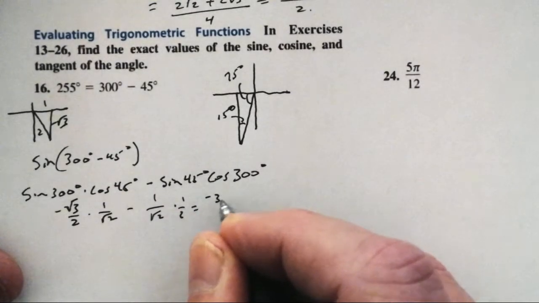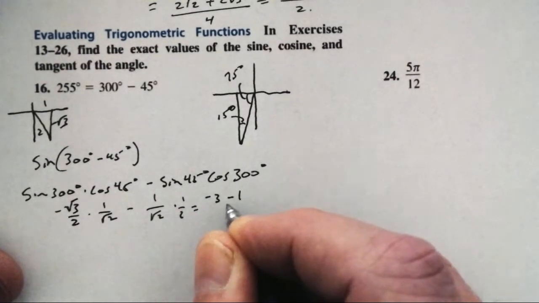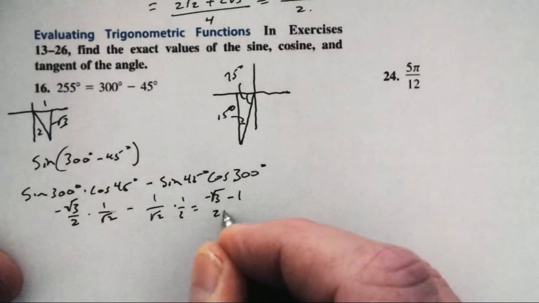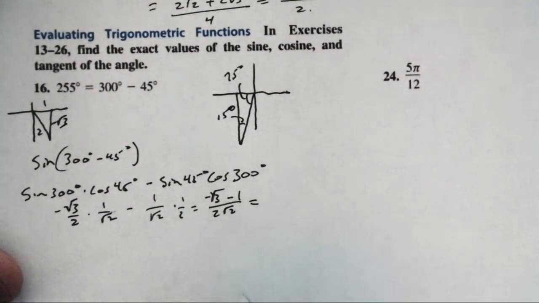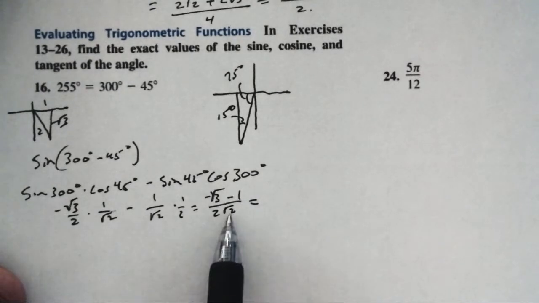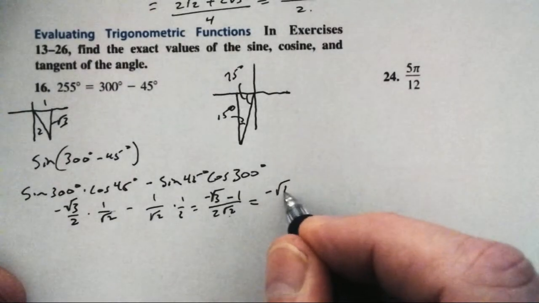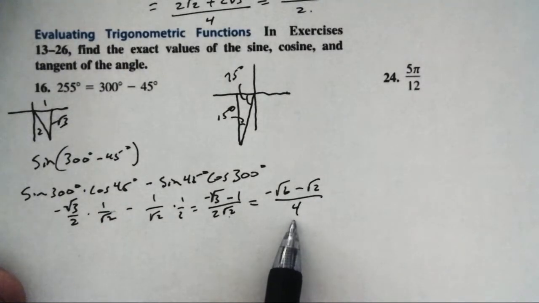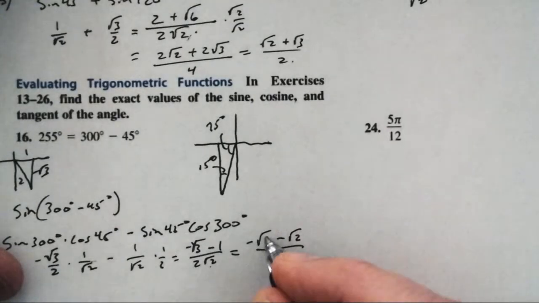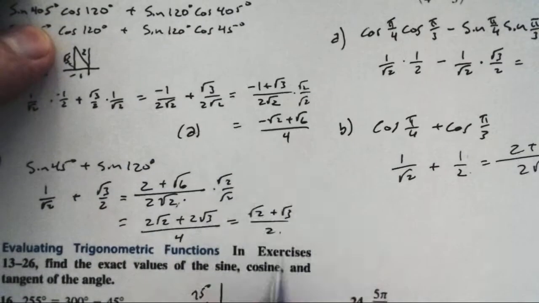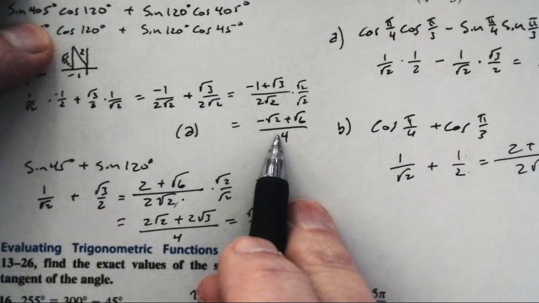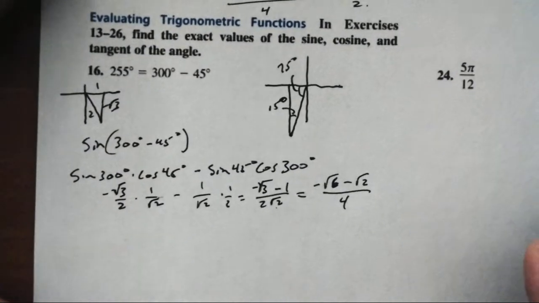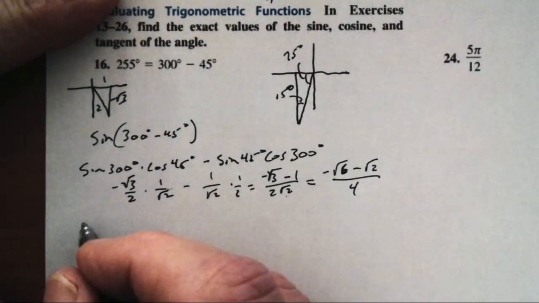And here I get a negative square root of 3, minus 1 on 2 square root of 2, or multiply by square root of 2's, I get negative square root of 6 minus square root of 2 all on 4. And once again, take a look. That's a 6. Bad 6, but it's a 6. Has kind of the same feel of what we were just looking at on these previous problems. Okay, well, let's go cosine.